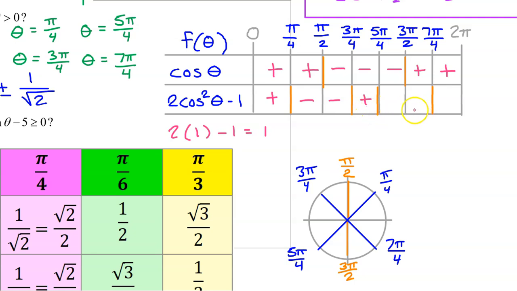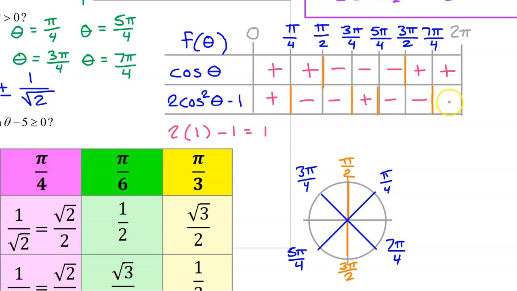Next, we have the interval from 5 pi over 4 to 7 pi over 4. That's from here to here. On this interval, 3 pi over 2 is a good one to use. The cosine, the x value, is 0 right here. So if I plug in 3 pi over 2, I'm going to get 0, which is going to wipe out this whole term, leaving me a negative 1. So this factor will be negative in this interval.